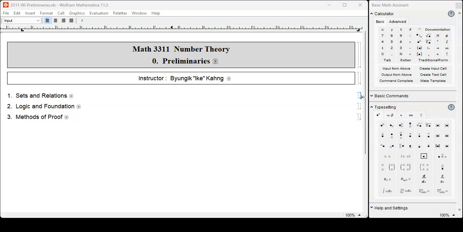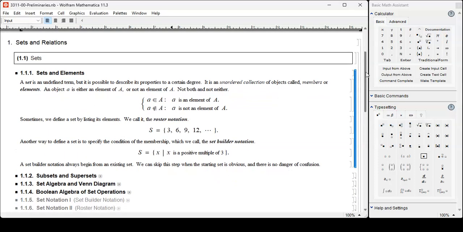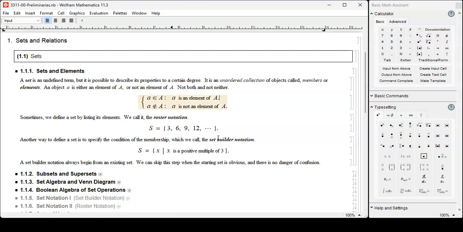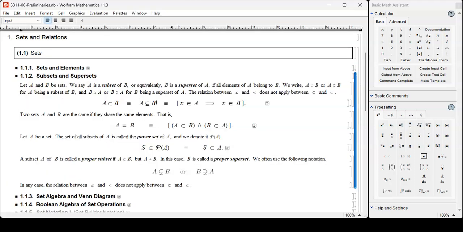Okay, let's begin. Section 1, Sets and Relations. What is a set? What do you mean by an element? Roster notation, set builder notation. You should remember all those kinds of things. What do you mean by a subset and superset? When the two sets are the same. So subset in one direction, subset in another direction. When you have to prove two sets are the same, then typically you'll have to prove these two.